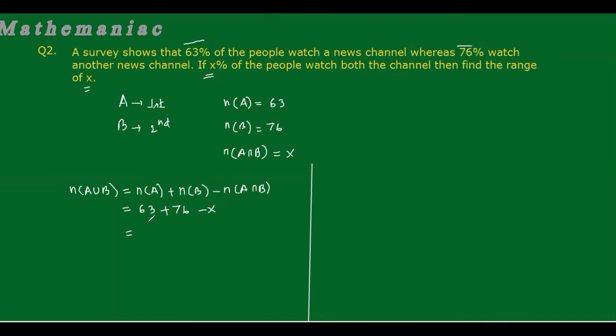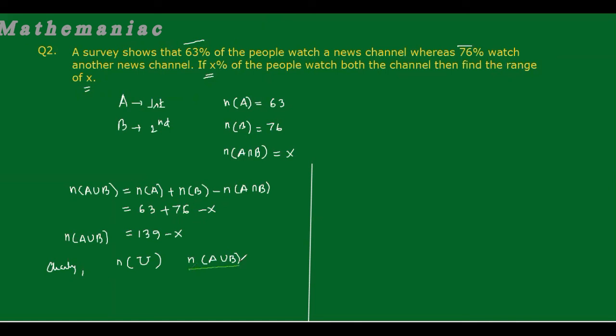Together this is going to give me 63 plus 76, which is 139, so this is 139 minus X. This is the number of elements in A union B. Clearly, I have one very important relation, and we have to identify this important relation: what is the relation between n of U and n of A union B?